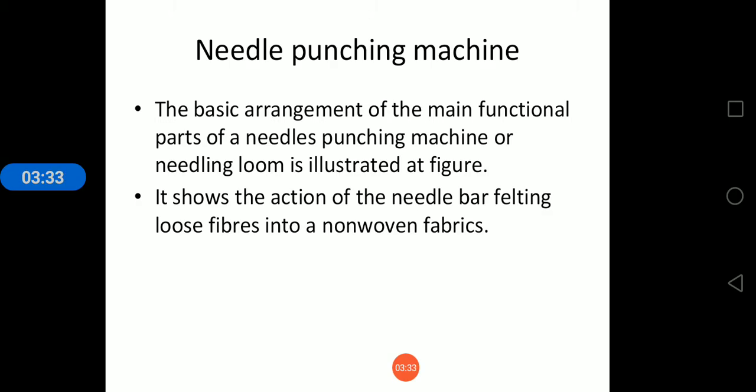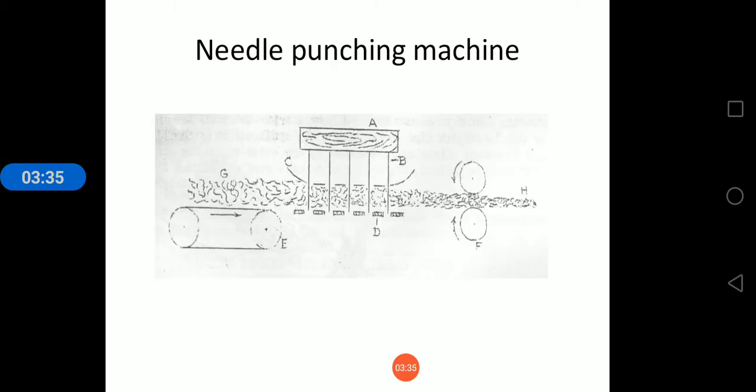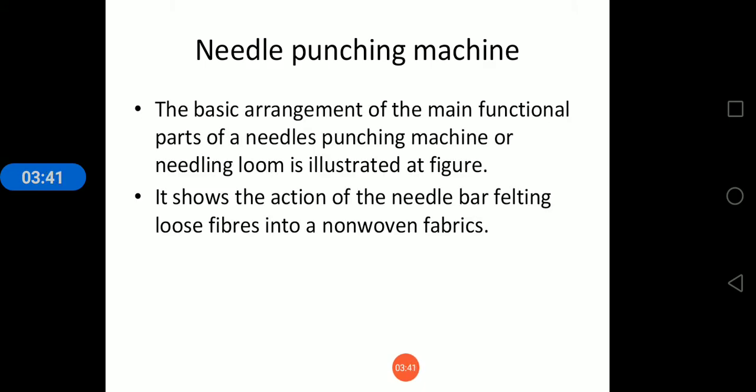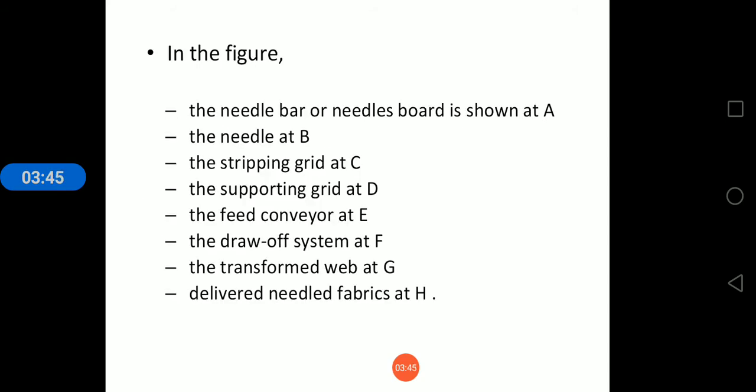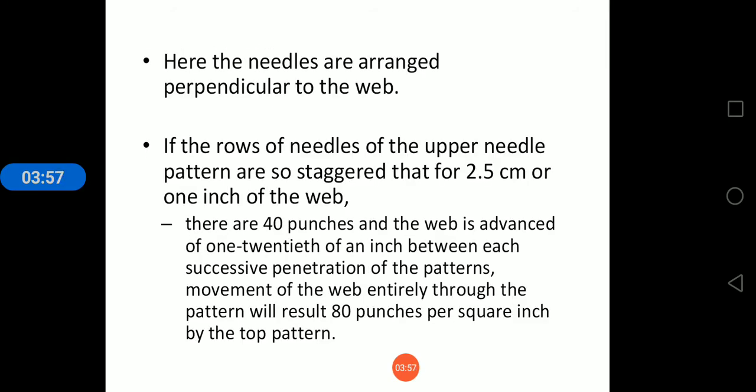First of all, you see that the main functional parts of the needle punching machine loom are illustrated. The function is the bar felting loose fibers, or penetrating. In these figures, the needle bar or needle board and needle barbs, needle stripping grids and supporting grids, and feed conveyors and draft systems, transferred webs and delivered needled fabrics. Here the needles are arranged perpendicular to the web.